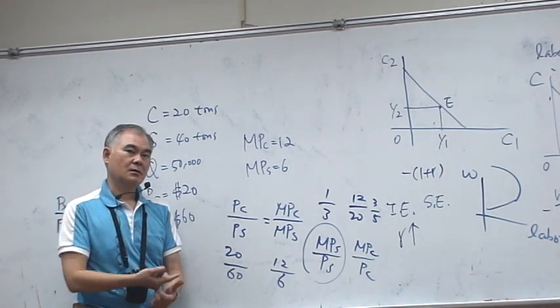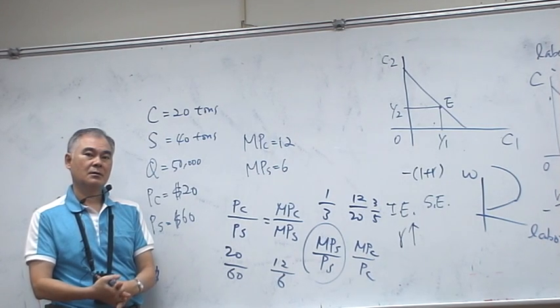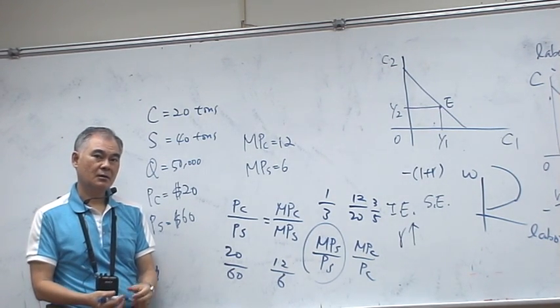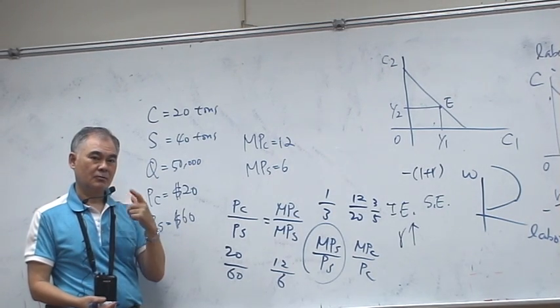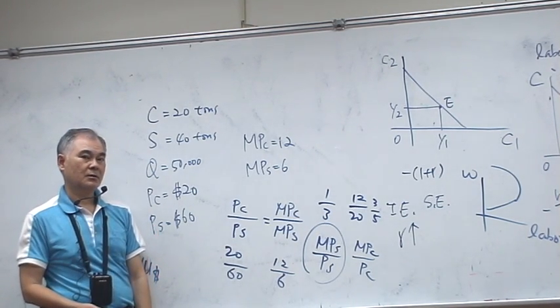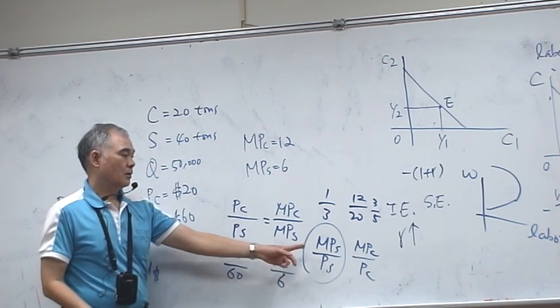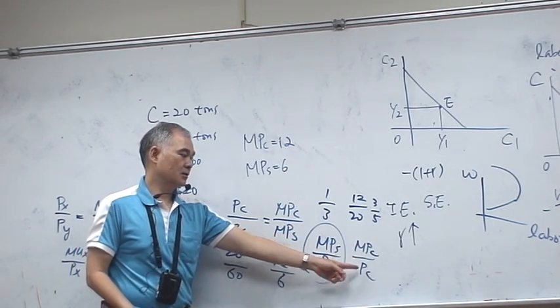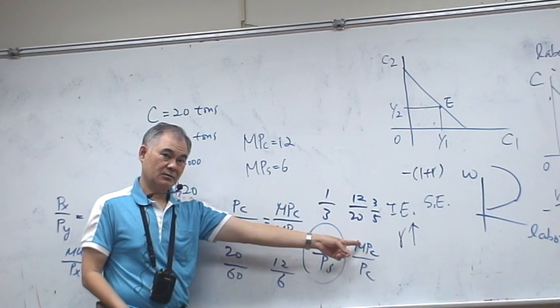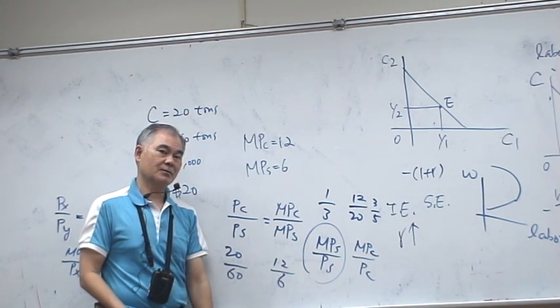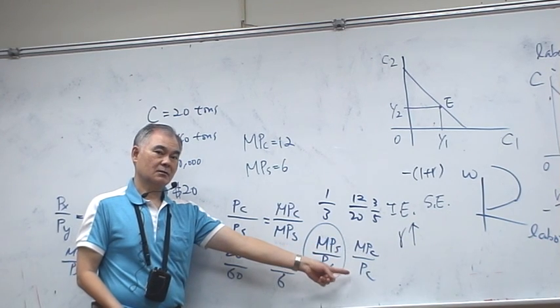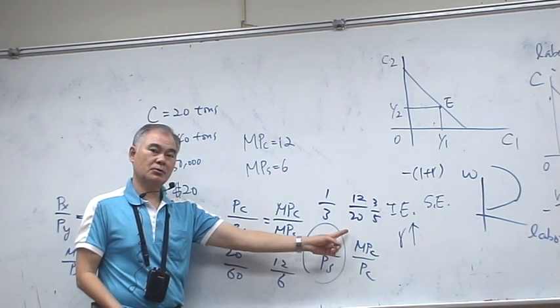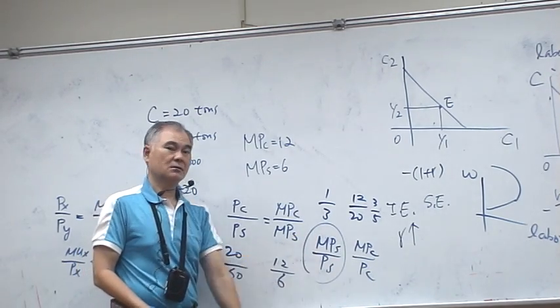What should the firm do? Use more of what? So MPS divided by PS is only 1/10, right? And here, MPC divided by PC is 3/5. Okay? So which one is more productive? Cement, right? So the firm should use more cement and less steel. Okay?